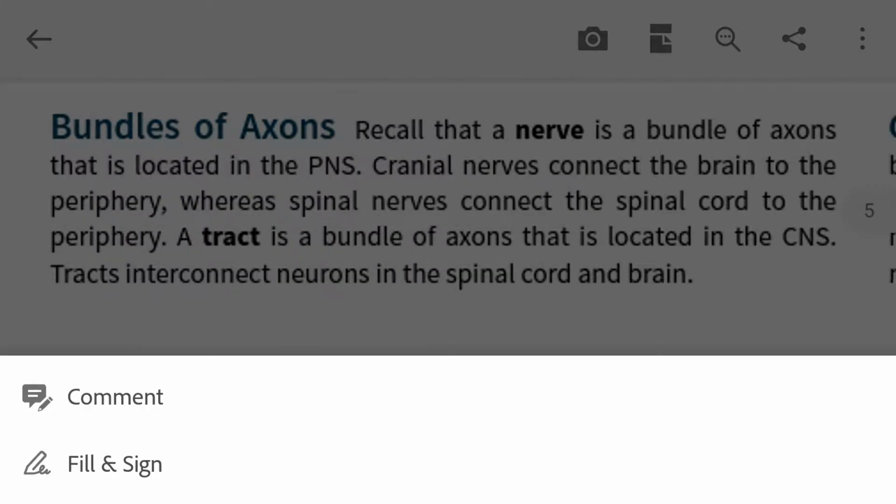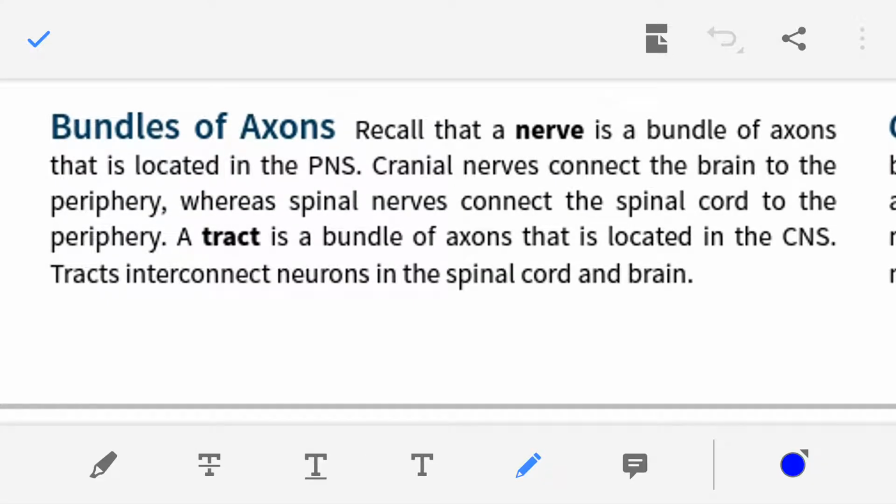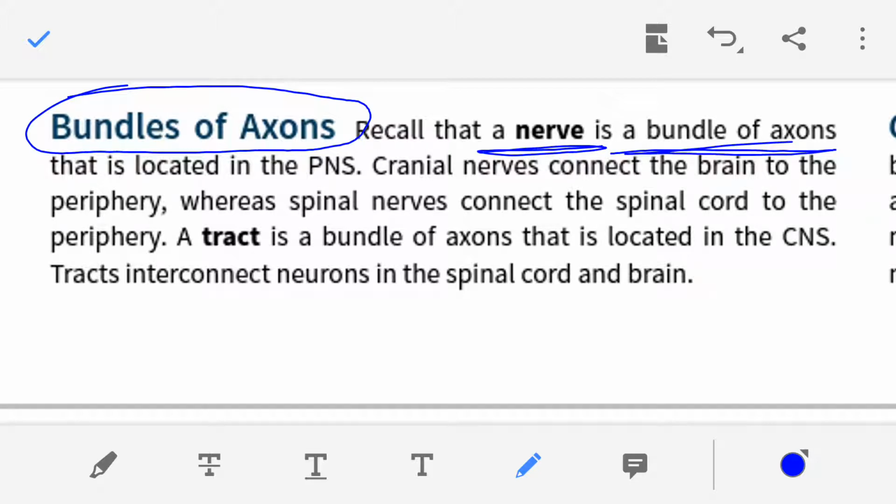So together many axons, that means many axons together, form a bundle, and the bundle of axons is known as the nerve. So in other words, we can say nerve is the bundle of axons, and nerves are located in the peripheral nervous system.